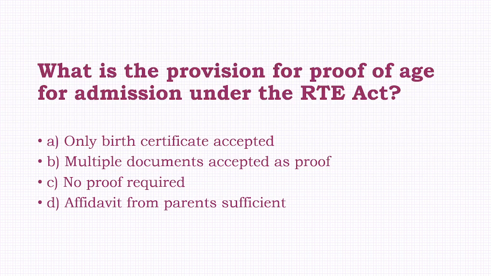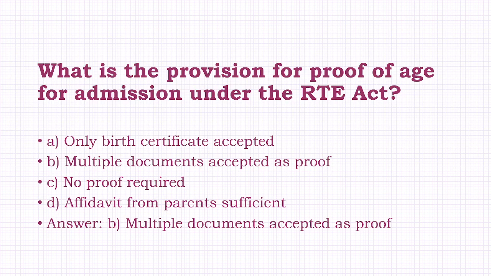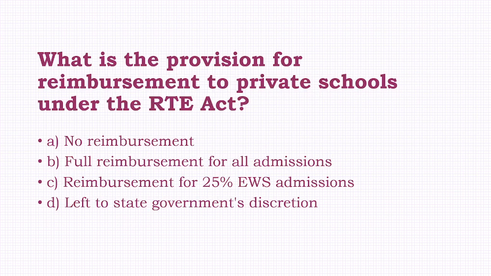What is the provision for proof of age for admission under the RTE Act? Options: only birth certificate accepted, multiple documents accepted as proof, no proof required, affidavit from parents sufficient. Answer of this question is option B, that is multiple documents accepted as proof.